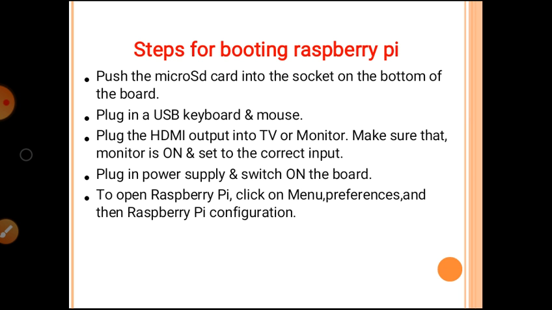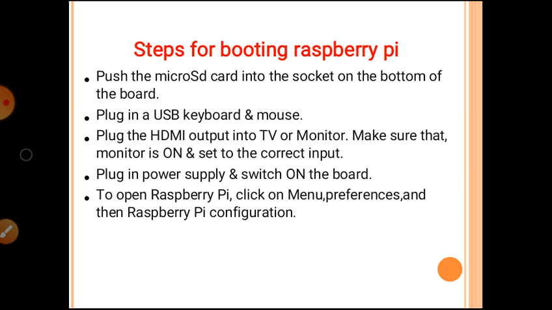Plug the HDMI output into a TV or a monitor. Connect the HDMI cable with a monitor as well as the Raspberry Pi board. Make sure that the monitor is on and set to the correct input. Plug in the power supply and switch on the board. We already discussed our Raspberry Pi board requires less power supply. So here for giving a power supply we use a simple Android charger.